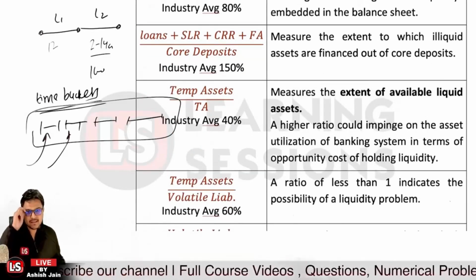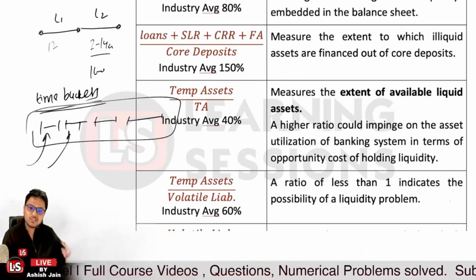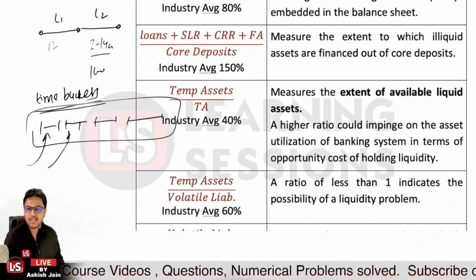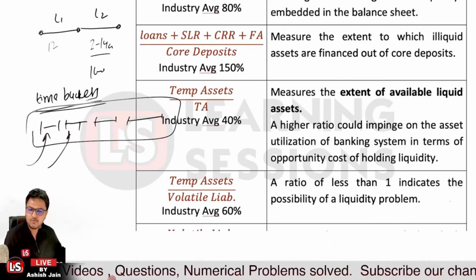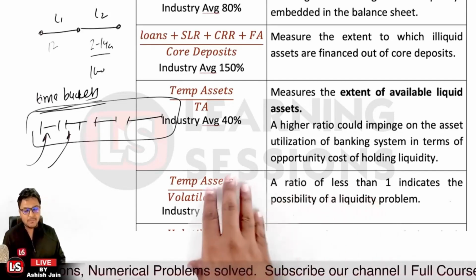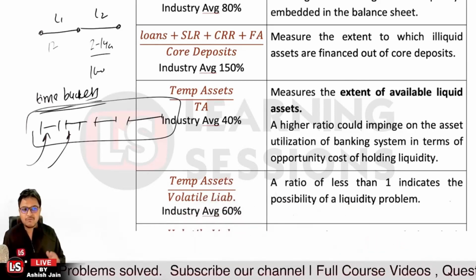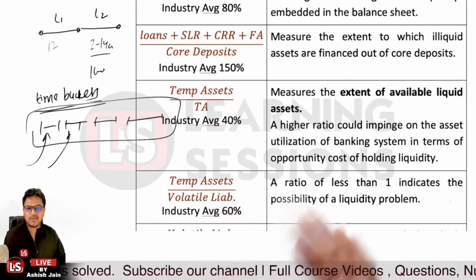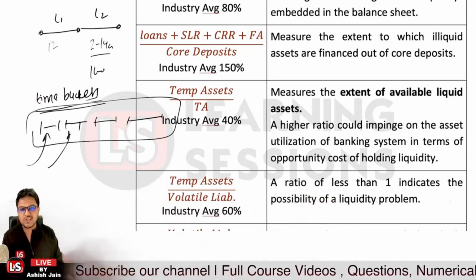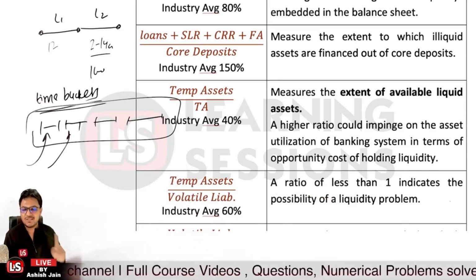Then it's temporary assets to the volatile liabilities. Now, what do you mean by volatile liability? A volatile liability may arise right now, within a day, within a week, within a month, or within a year. And temporary assets are the liquid assets. So definitely, if this ratio is 1 or above, that's good. But if this ratio is less than 1, that is not required at all. The industry average for the same is 60%.